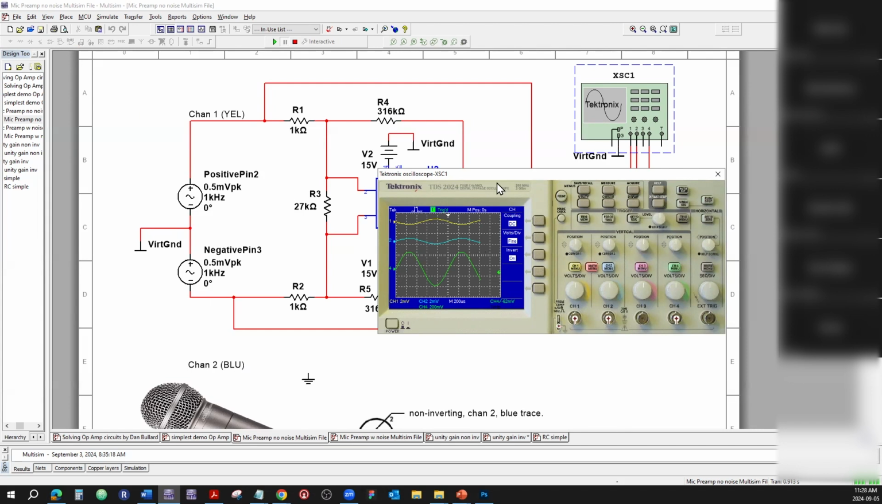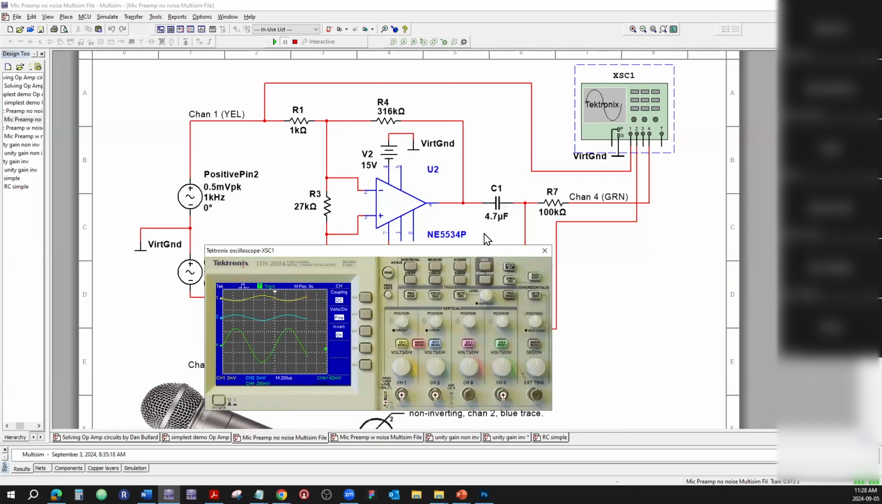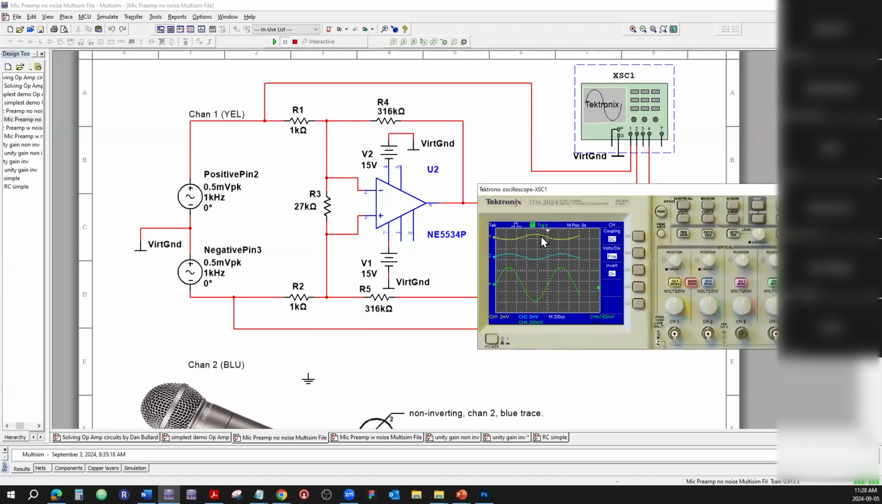Here's the output right here. And the output is in phase with pin 2, which is the blue one, which is going to the non-inverting input. All right, so far so good.